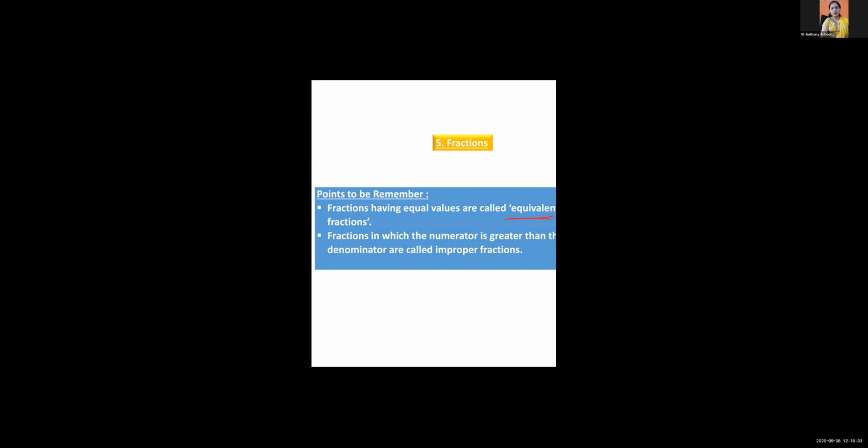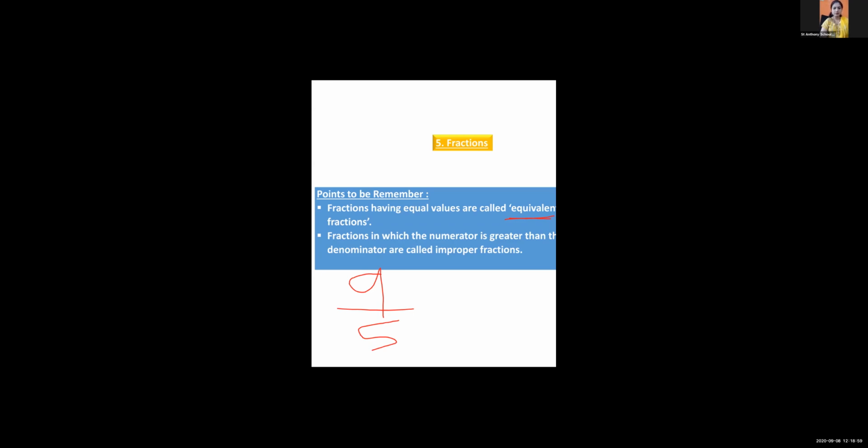Fractions in which the numerator is greater than the denominator are called improper fractions. If the numerator is greater than the denominator, it is called an improper fraction. Suppose the numerator is 9 and the denominator is 5, then it is called an improper fraction.